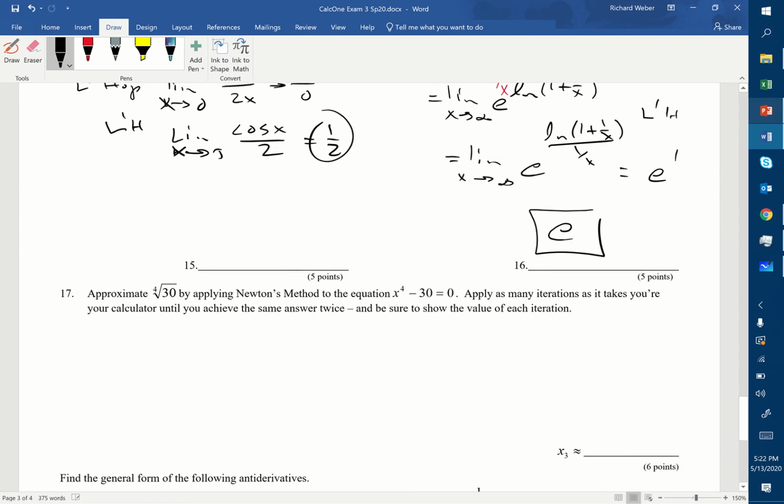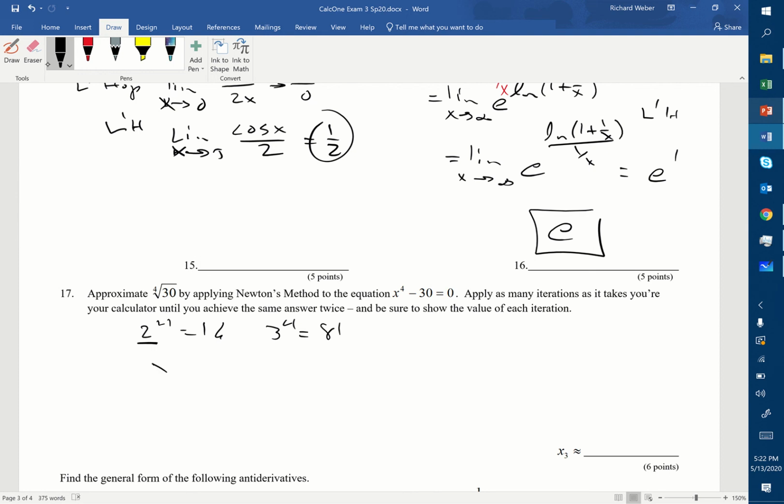Okay. Newton's method, okay, fine. What I chose was, you can use a calculator and say, oh, it's, but I was doing this. 2 to the 4th is like 16. 3 to the 4th is like 81. 2 is a lot closer to 30 than 81 is.